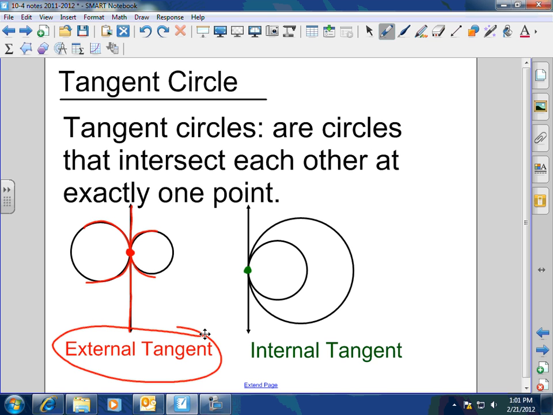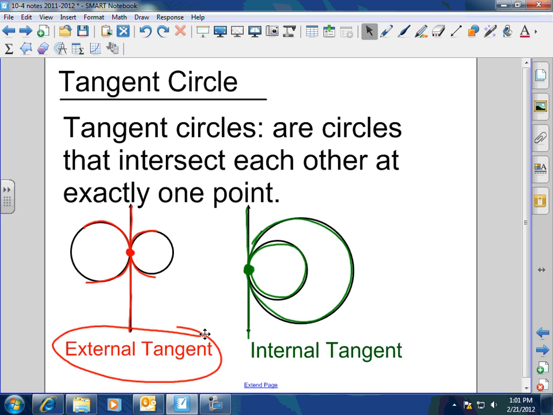The internal tangent is a little bit different. If you can see here, you have a smaller circle within a larger circle, and they are both tangent at one point. But since the small one is within the large one, doesn't that make sense that it's an interior tangent? Because the small circle touched the large circle on the interior of the larger circle. Does that make sense? Promise? Okay. May I continue?